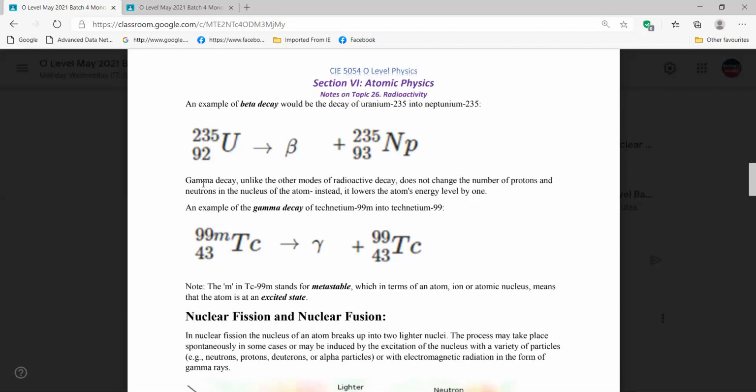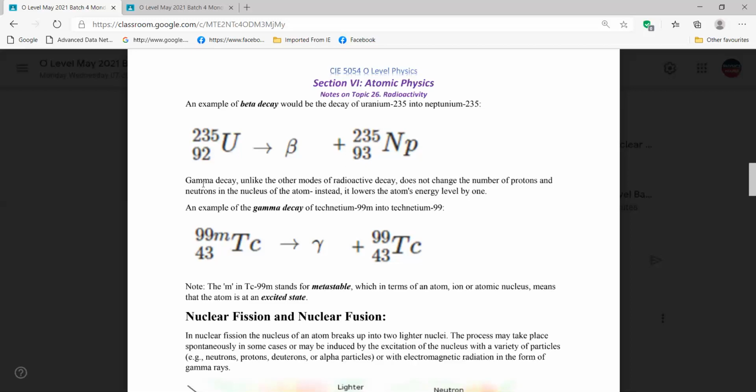neutrons in the nucleus of the atom. Instead, it lowers the atom's energy level by 1. An example of gamma decay of technetium, technetium 99m. What does that M mean? Okay, read. You read, then you will get it. Into technetium 99.